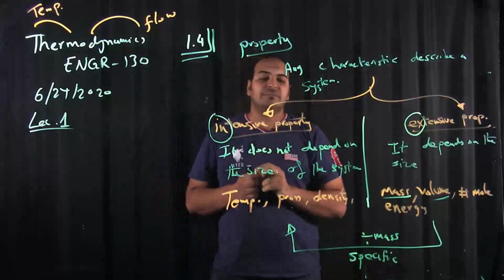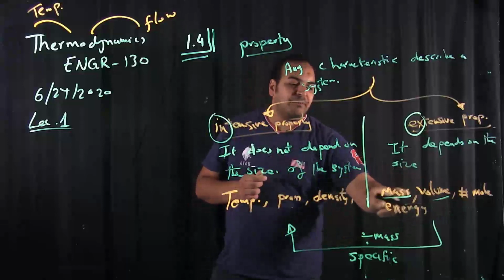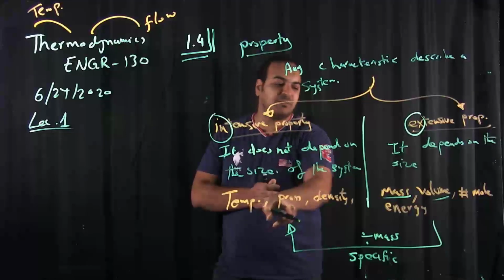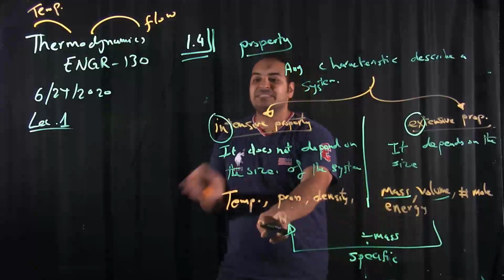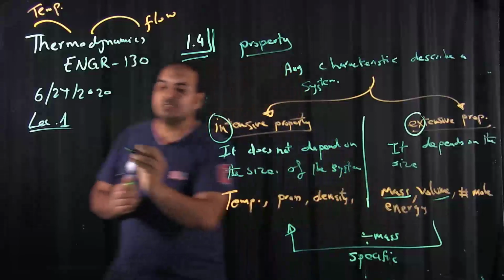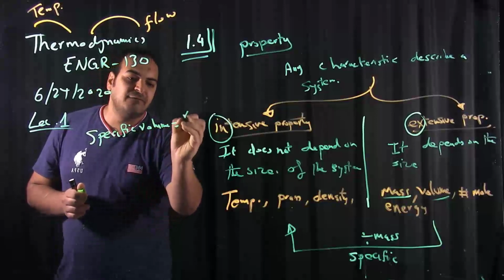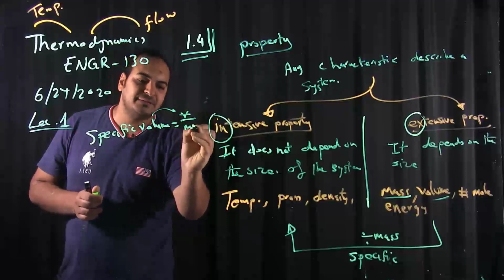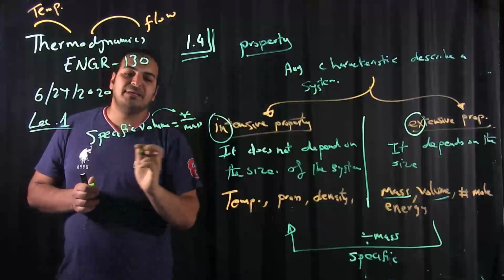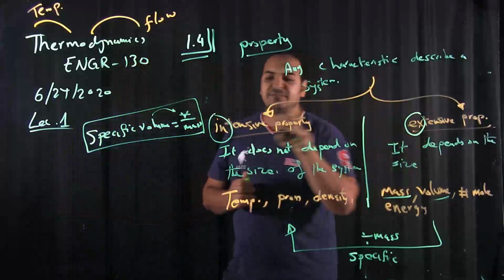For example, a specific volume: divide volume by mass, it will always be constant, an intensive property. Number of mole by mass will be a specific number of mole, an intensive property. If you divide energy by mass, it is a specific energy; kinetic energy by mass, specific kinetic energy; potential energy by mass, specific potential energy. So specific volume means volume always by mass, specific energy is energy by mass, specific number of mole is by mass. From now on this will be an intensive property. This is the conversion from extensive to intensive.